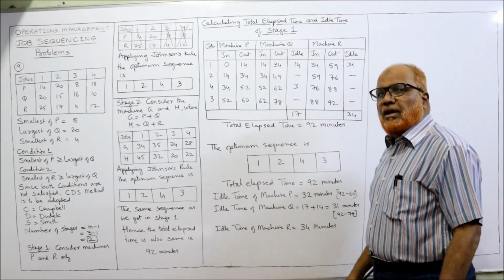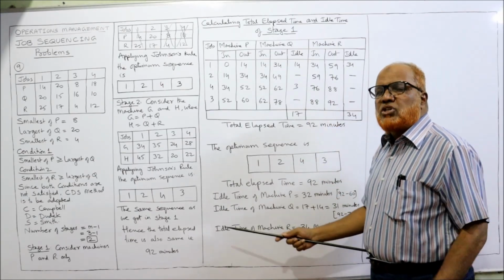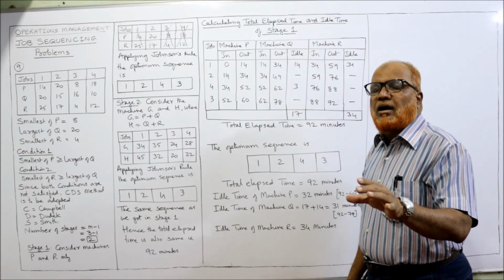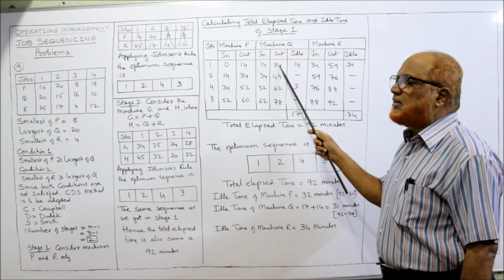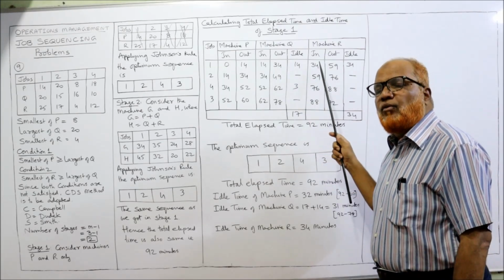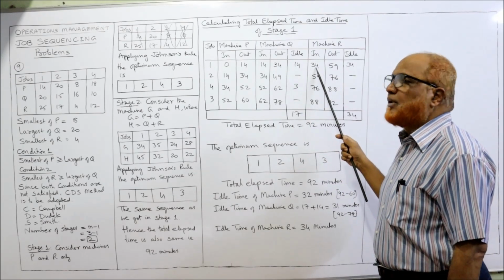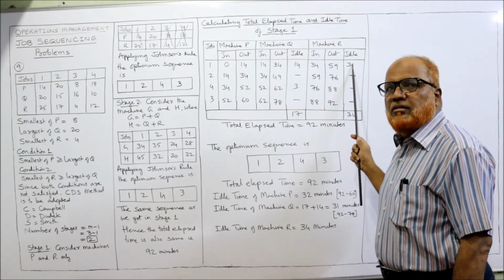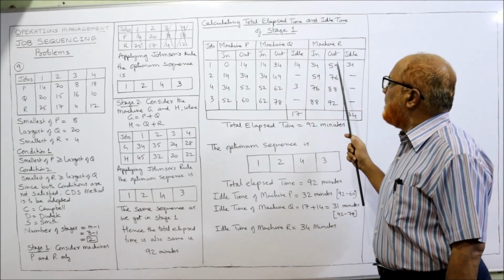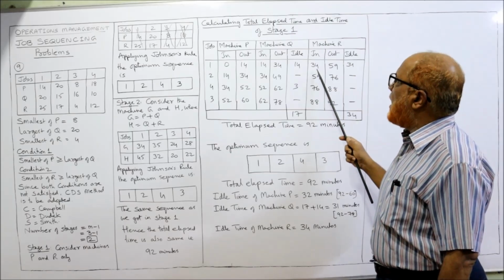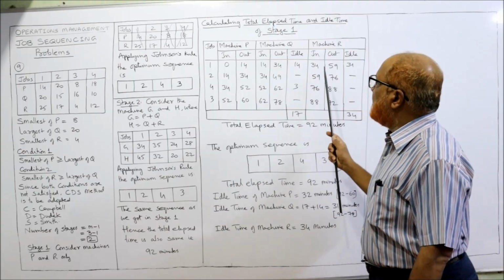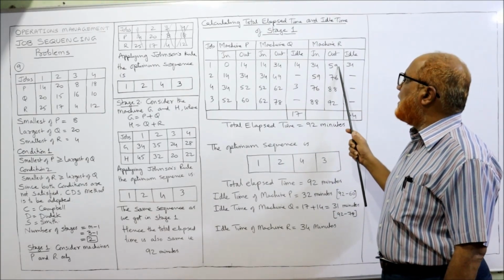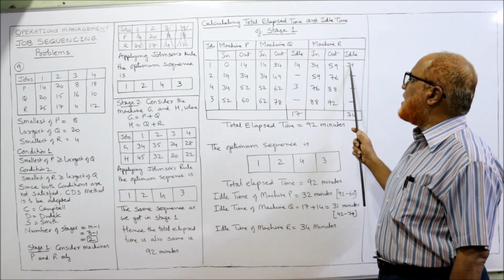Machine Q over, last machine R. Machine R will start only after the work is done by machine Q. So machine Q completed the first job at 34 minutes. So at the 34th minute, R will start. So first 34 minutes, R was idle. Now, first job R machine, 25. So 34 plus 25, 59. First 34 minutes is the idle time.